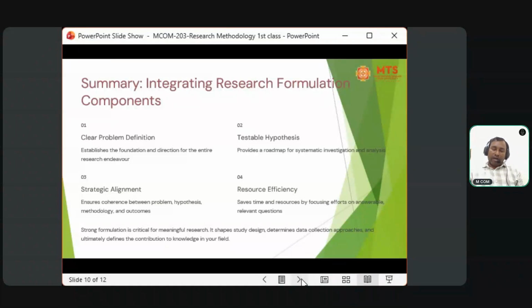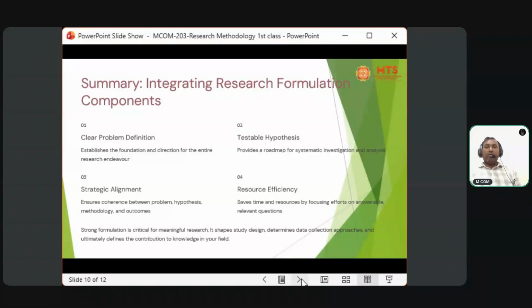Actually, hypothesis formulation is a crucial step in research methodology because it guides the entire research process. It provides direction for data collection, analysis, and interpretation of results.